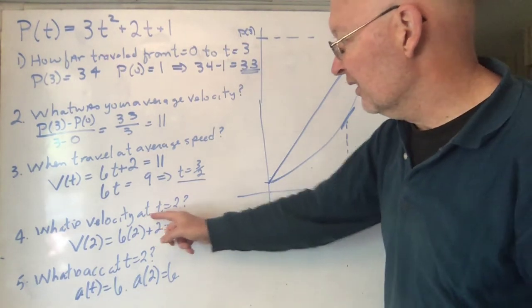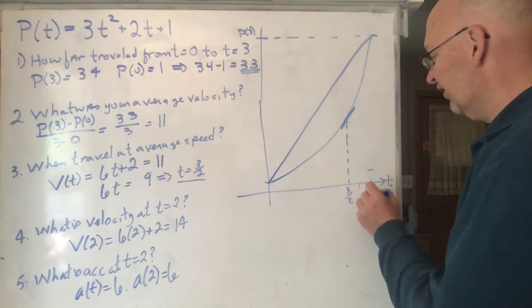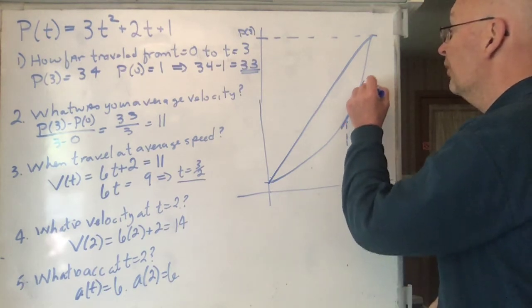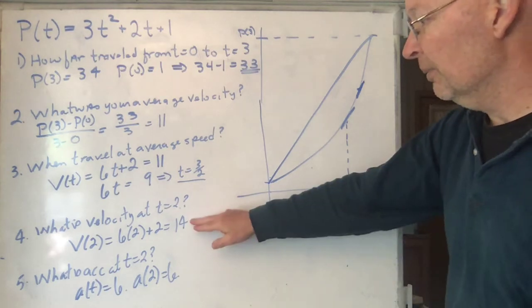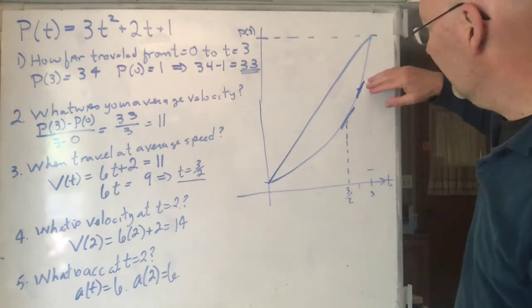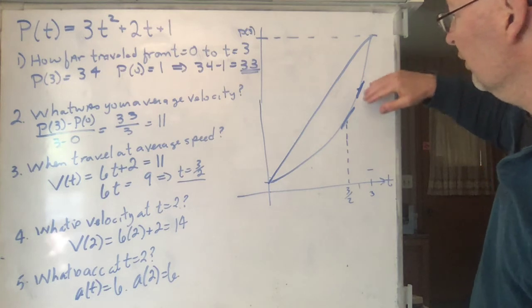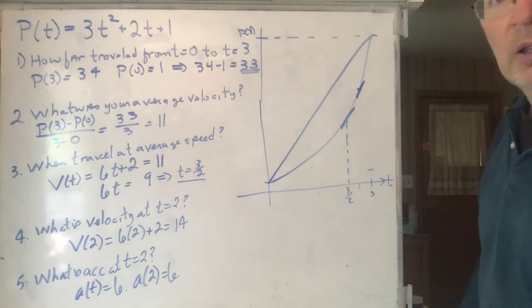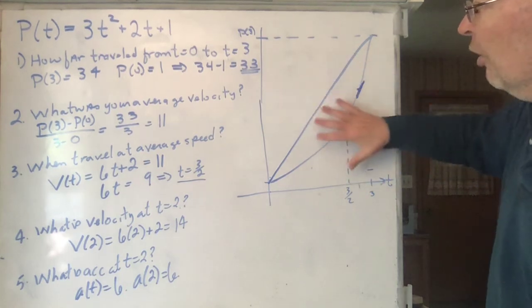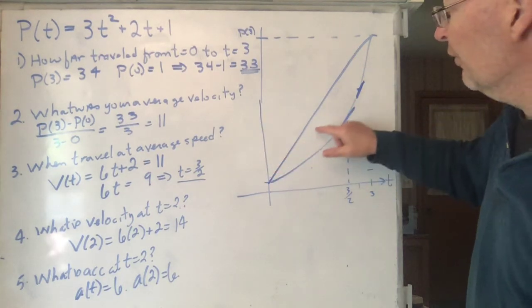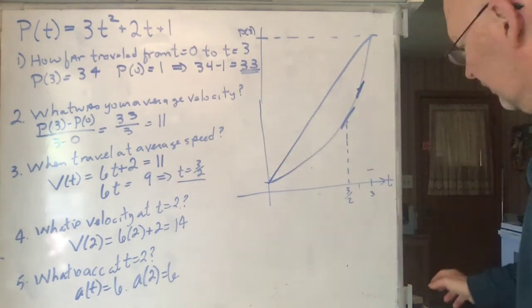What's the velocity at time equal to 2? Well, you stick a 2 in here and you find the slope there, and that gives you the slope at 2. And then finally the acceleration, that would be the slope of the slope, or the concavity actually. So the point is this all uses the mean value theorem for derivatives with this problem.